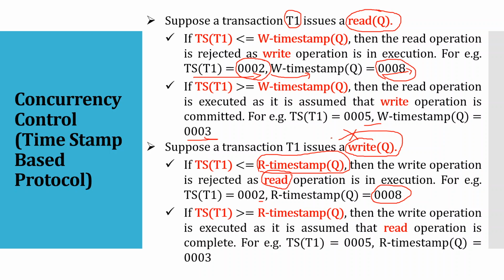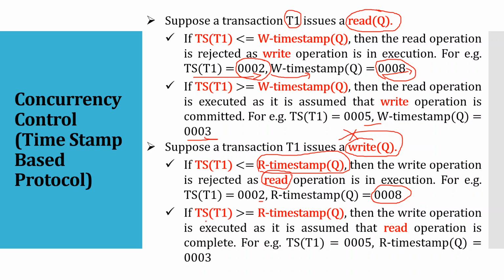So none of the transactions can interfere with any of the operations. If some transaction is already reading, then you cannot write it. If some transaction is writing, you cannot read it. Just remember this. That is why the timestamp based protocol is very useful, it will not allow any other transactions to interfere in the work of other transactions.